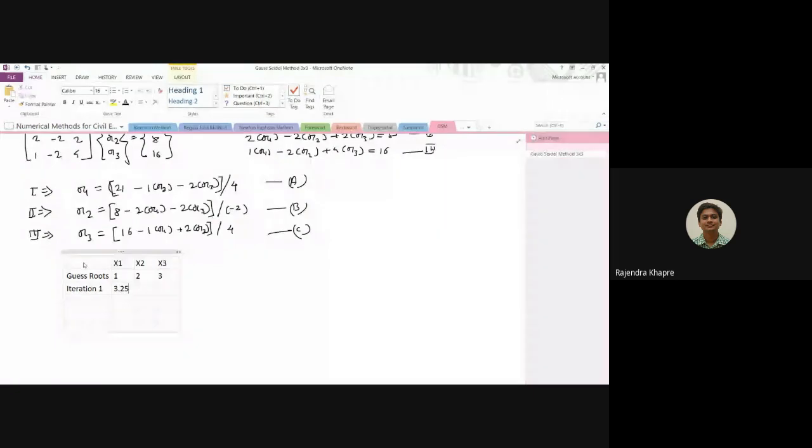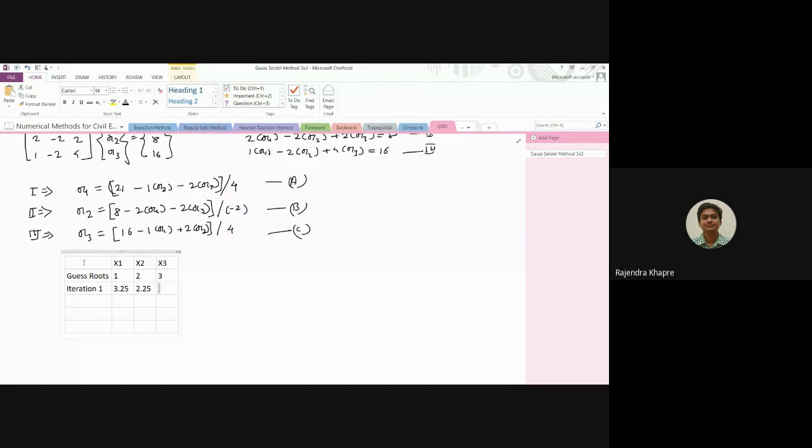3.25. Okay, someone please cross check whether it is correct or not. Barabar hai? Okay, so now with the help of equation B, x2 equals 8 minus 2 times x1 minus 2 times x3. In that, x1 has to be taken as 3.25, which is the latest value, and x3 has to be taken as 3, which was assumed. So can you give me x2 please?